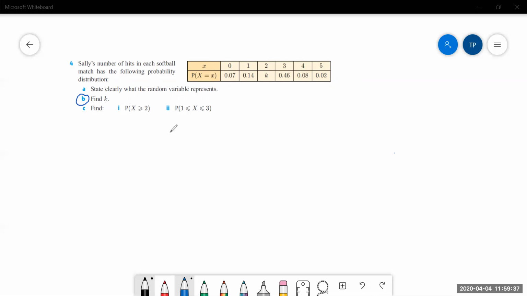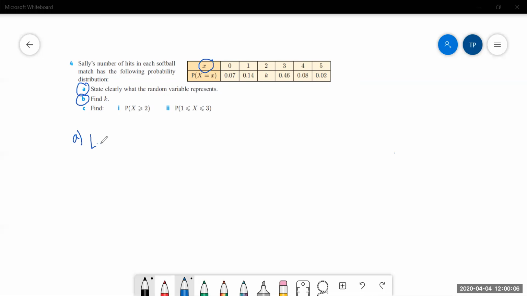Okay, let's read the question first. Sally's number of hits in each softball match has the following probability distribution. Actually, we start with A. State clearly what the random variable represents. Random variable meaning this X. What does this X represent? The number of hits. Correct. X is Sally's number of hits in each softball match.